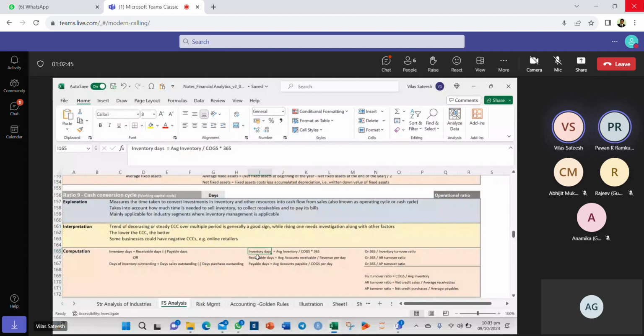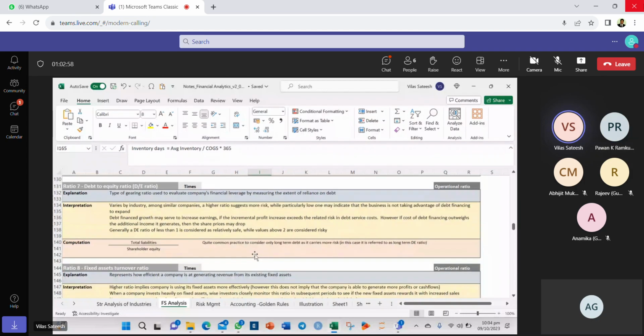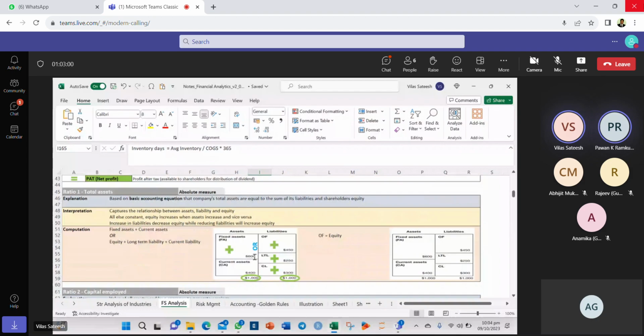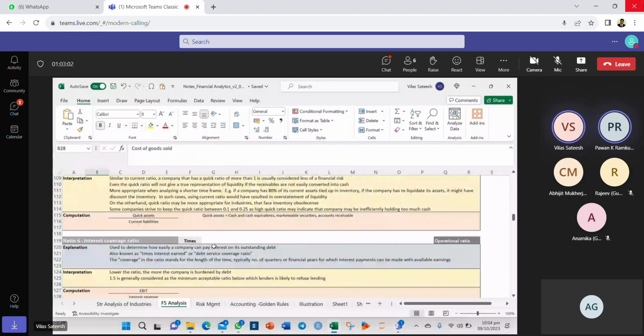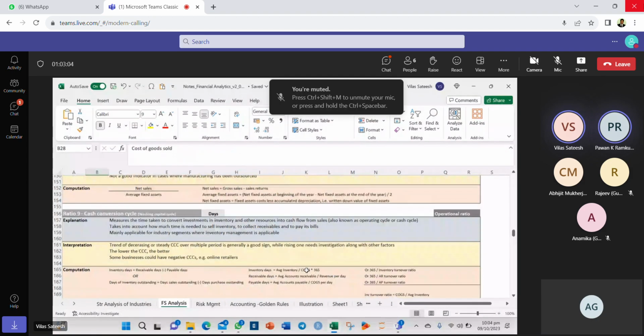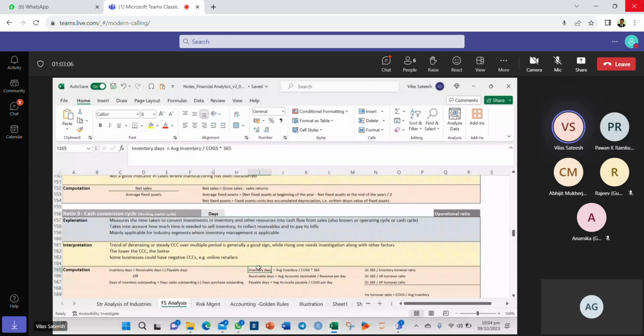So that is why, for inventory days, you can easily get it by applying this formula: the average inventory, which is your opening plus closing inventory divided by 2, divided by your cost of goods sold, multiplied by 365 days if you are looking at it from a number of days point of view. I think we calculated it in supply chain class. Exactly. I think we worked out inventory days in supply chain.